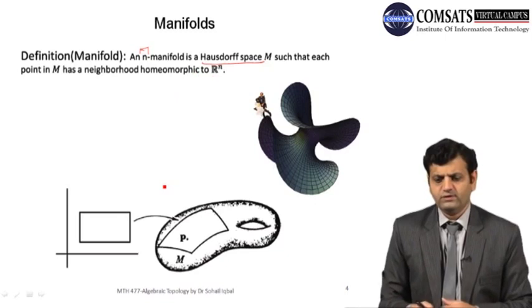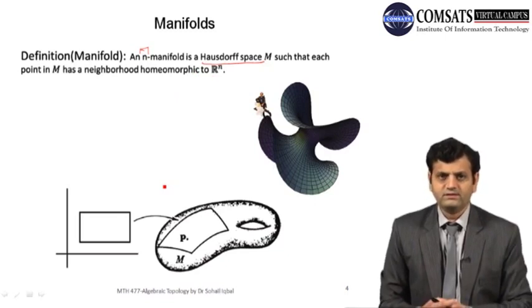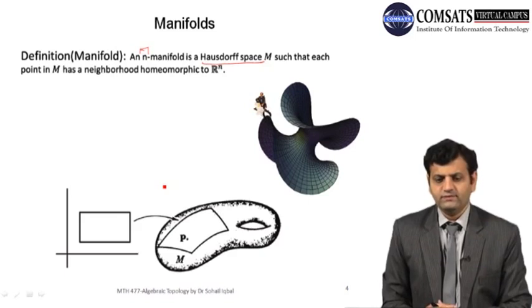So for example, the planet Earth is a 2-manifold because locally, when you are standing at some point on Earth, for example in a room, you can see that the room is flat. So you can say that locally this is homeomorphic to R2. Similarly, if you are talking about an n-manifold, then locally it should look like Rn.